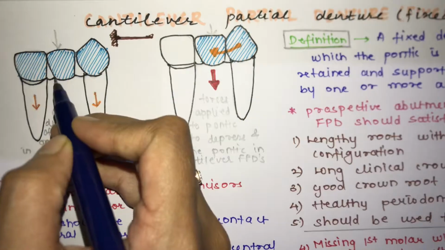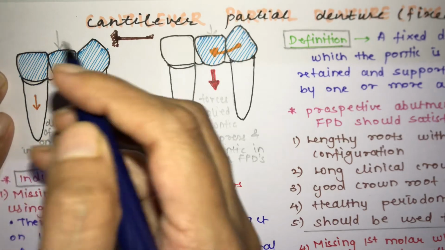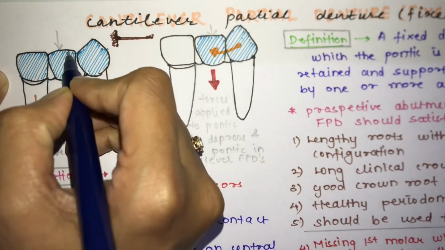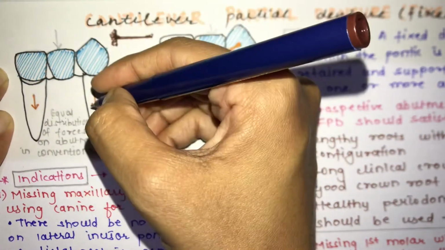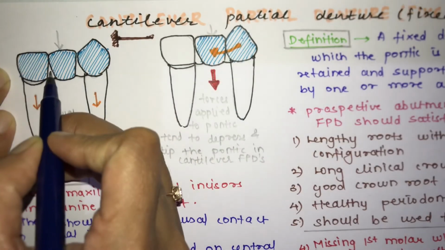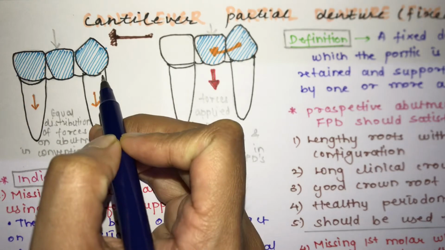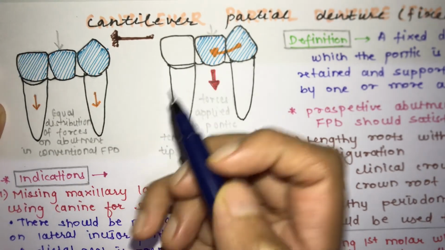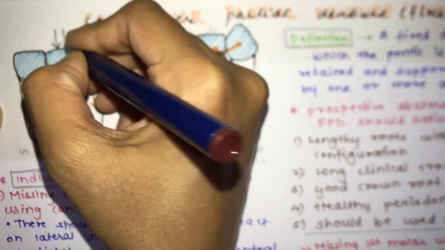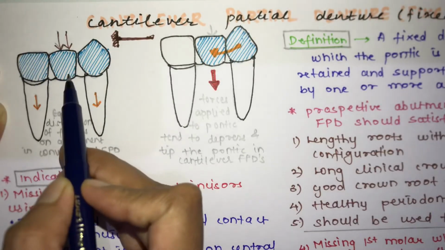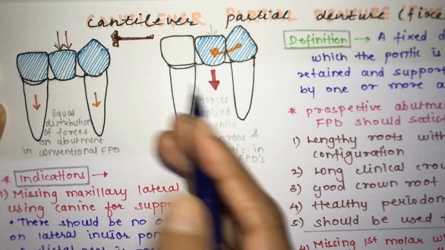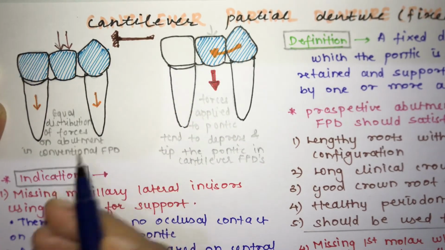free end. Now in the ideal or conventional one, you'll see that this one is the pontic and these are the retainers which go on your abutments. In the conventional design, your pontic is supported on either side. Because of that, when masticatory forces are applied on the pontic, they are evenly distributed to both of the abutments. So this is the conventional one.